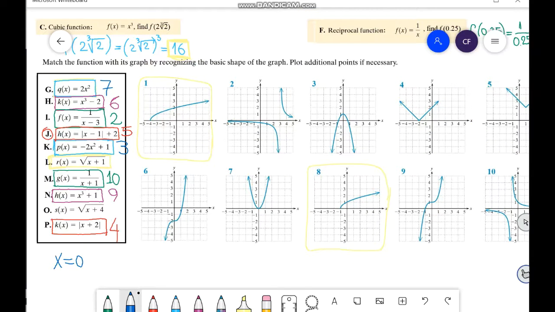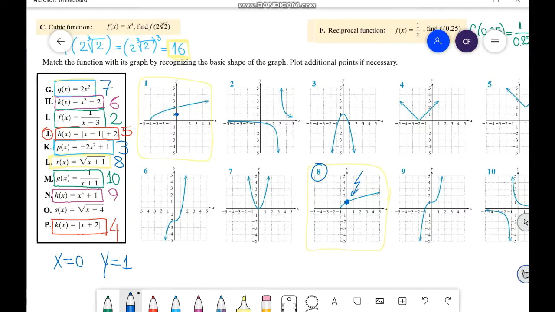That means y equals 1. X equals 0, y equals 1 is this. Doesn't match. And x equals 0, y equals 1 is this one. Yes, this is a match. So it's going to be number 8. For letter L, number 8.